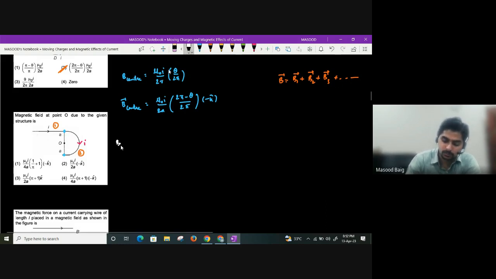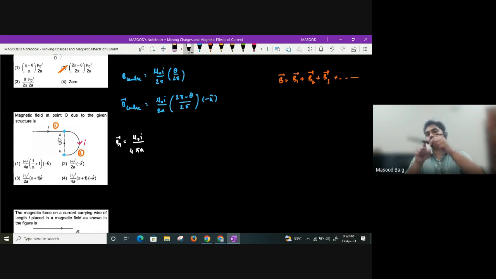Did we study this case? Yes, we have studied. So what will B1 bar be, beta? It will be mu naught I divided by 4 pi A. One angle will be 0, the other angle will be 90. So is it mu naught I divided by 4 pi A or not? Where will the direction be, beta?